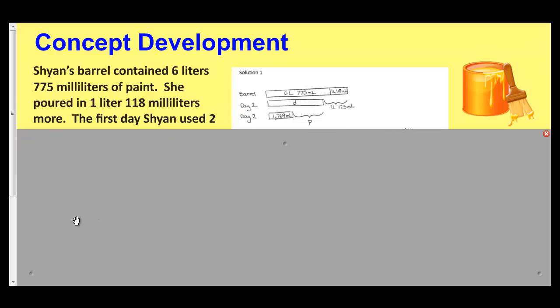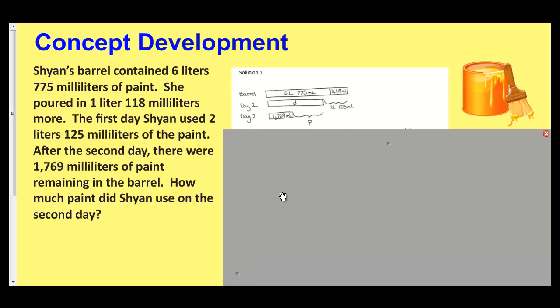Okay, so the first thing I'm going to do is cover this up a little bit. I want you to take a look at the tape diagram, because if you were having trouble figuring out how to do the tape diagram, this slide could help you. So you can see right here, this is how much paint there was altogether. And then here's day 1. It said on day 1, she used 2 liters, 125 milliliters.